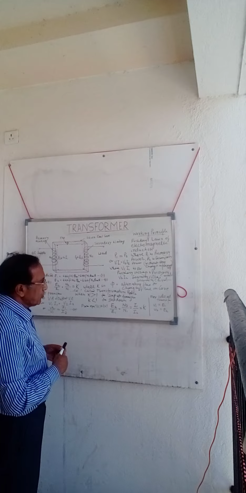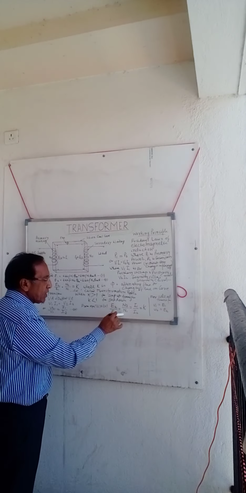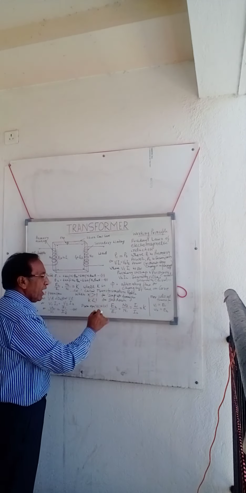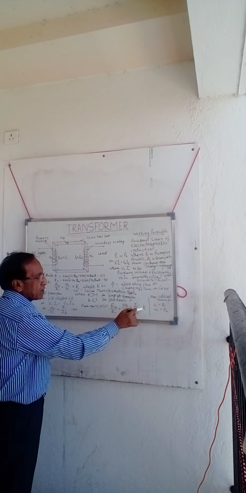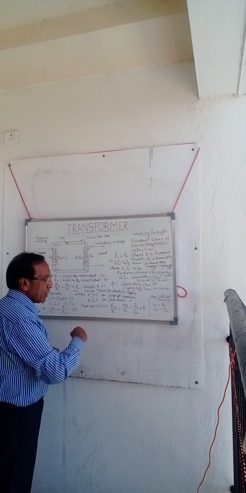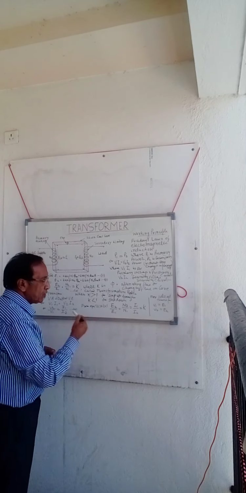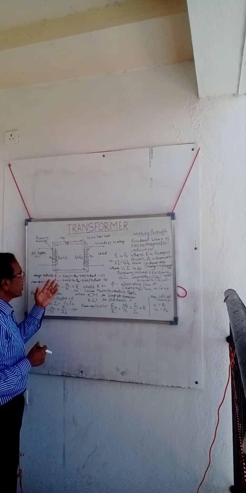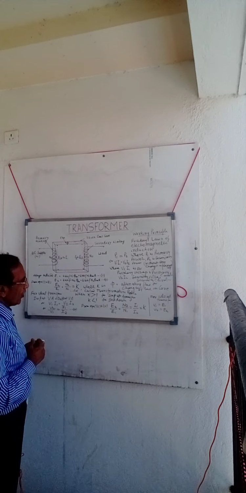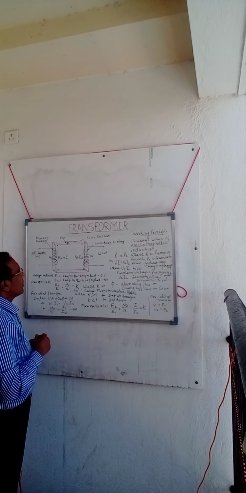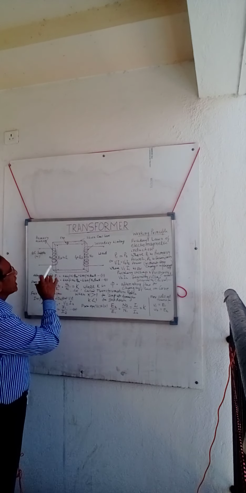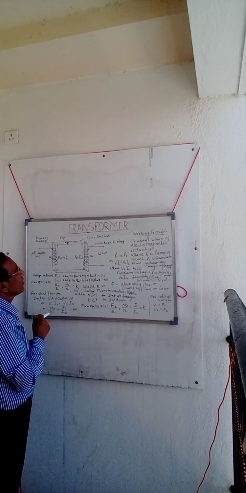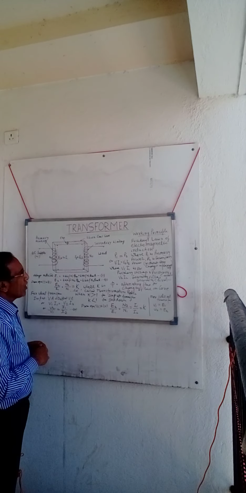So this is the very important formula relation. It is the relation between the induced voltage, number of turns and the currents of the primary and secondary, equal to K. This is the transformation ratio. We use this formula for any problem related to the transformer. So these are some basics about the transformer.